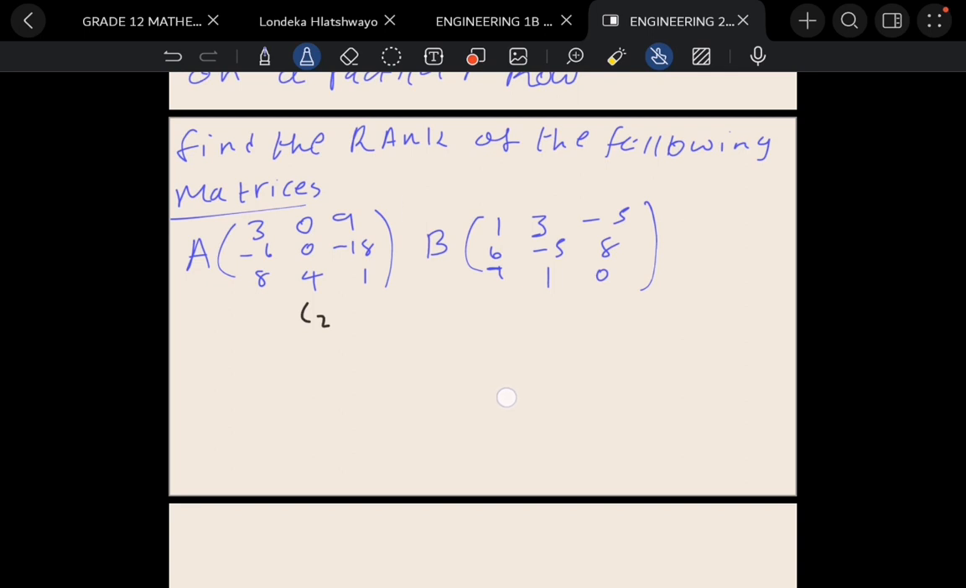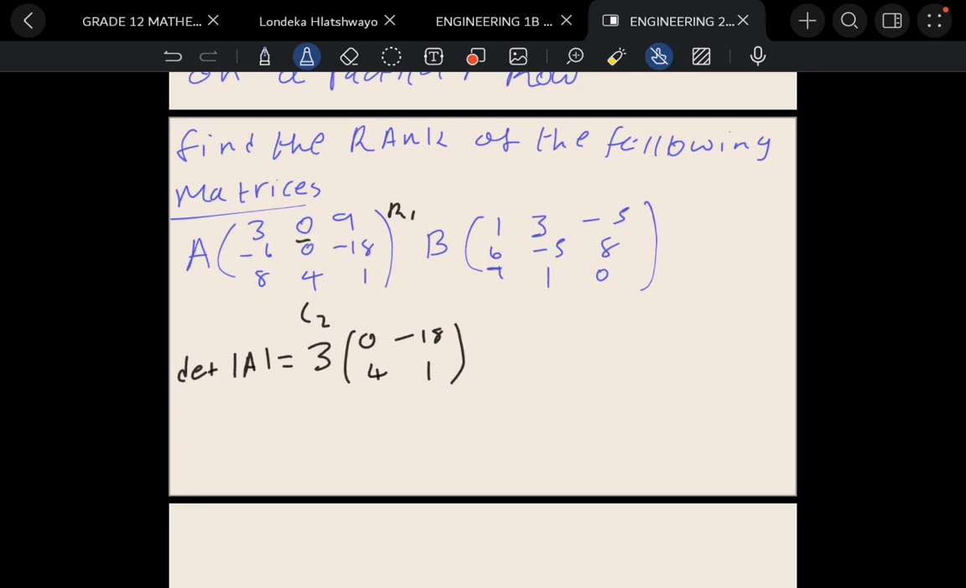This is C2, that is row 1. So I'm going to use them both. You will see what I mean that you get the same answer. So let us use the first row. I'm going to set the determinant of A. If you use the first row, you know the rules. 3, cover the first row and the first column. I'm going to have 0, minus 8, 4, 1.